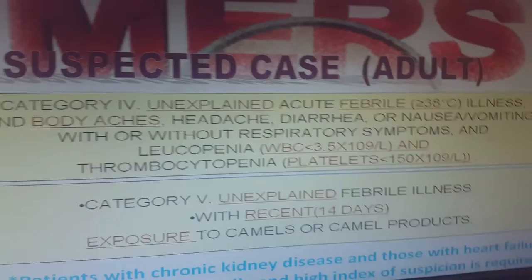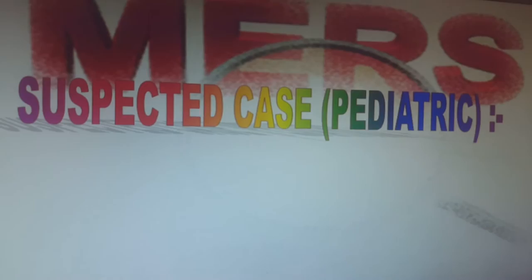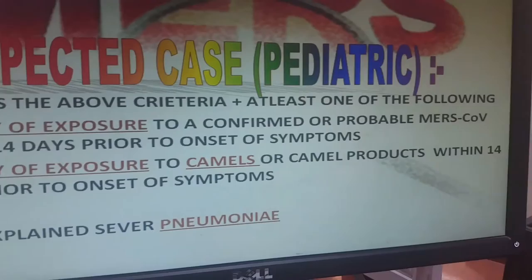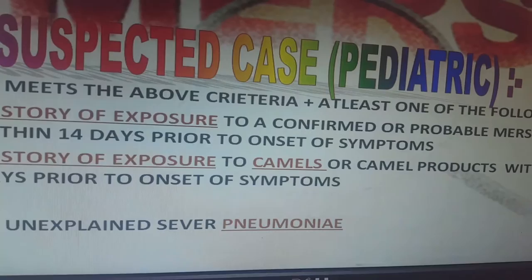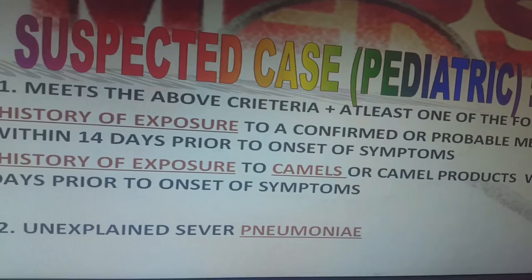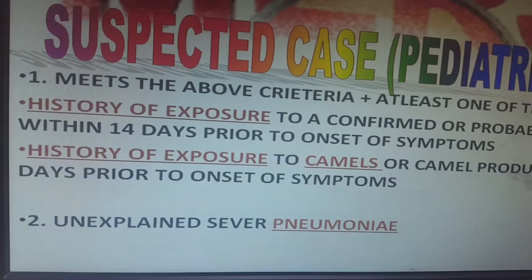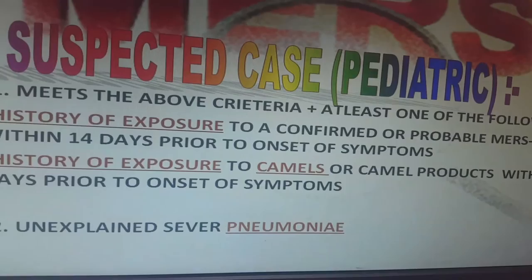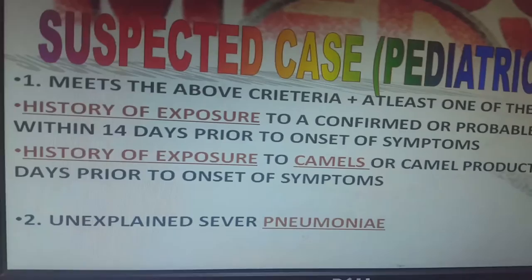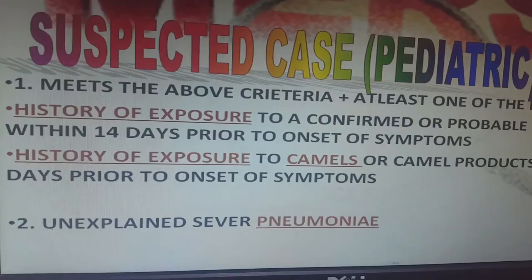For children, it is the same, but we have to add 2 points. The child meets the above criteria, plus at least one of the following: history of exposure to a confirmed or probable MERS-CoV patient within 14 days prior to onset of symptoms; history of exposure to camels or camel products; or unexplained fever or pneumonia.